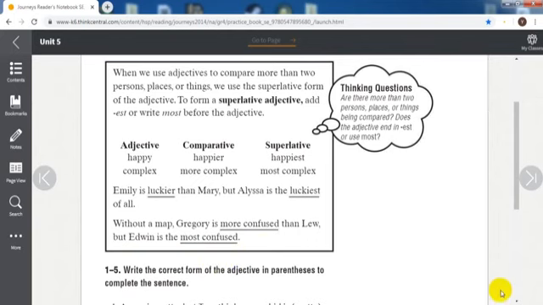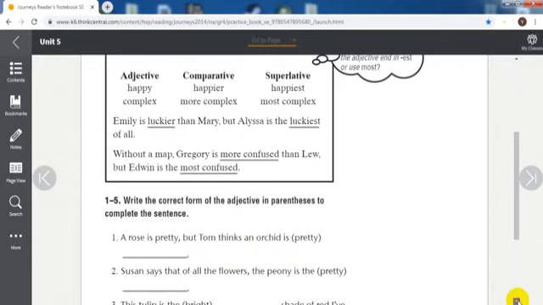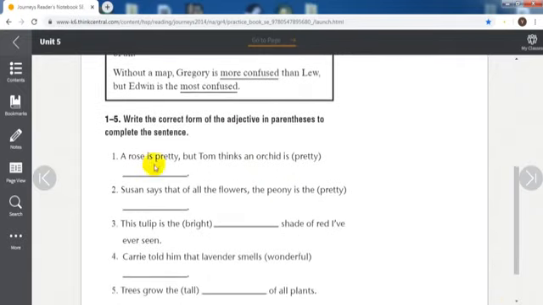Let's answer questions 1 to 5 together, okay? A rose is pretty, but Tom thinks an orchid is what? Is prettier. Prettier than the rose, of course. So we're going to put over here, prettier. Number 2. Susan says that of all the flowers, the peony is the prettiest, right? Out of all the flowers. So the peony is the prettiest.